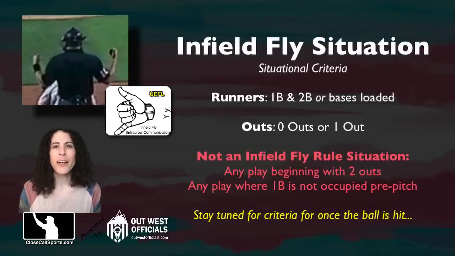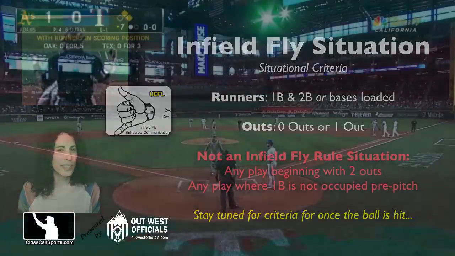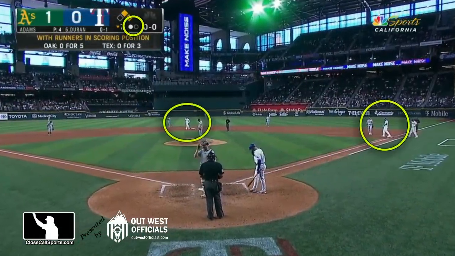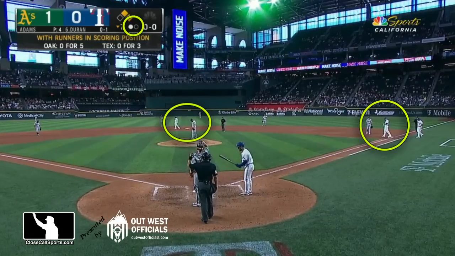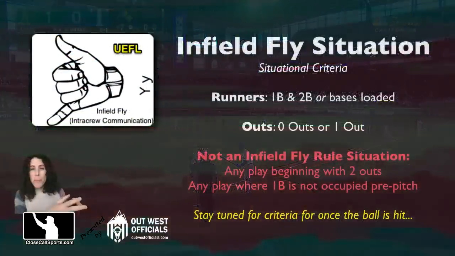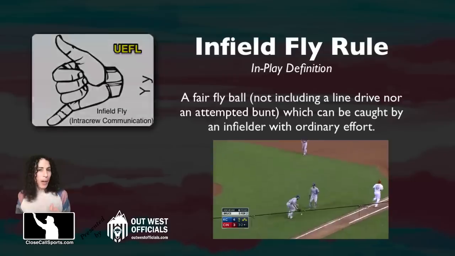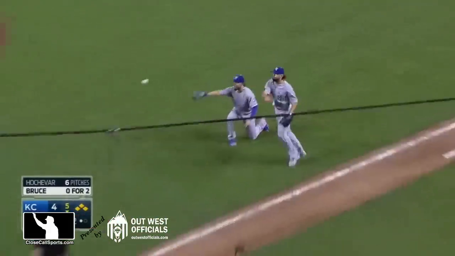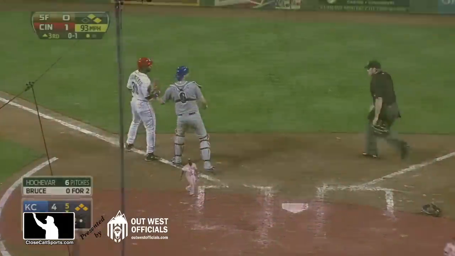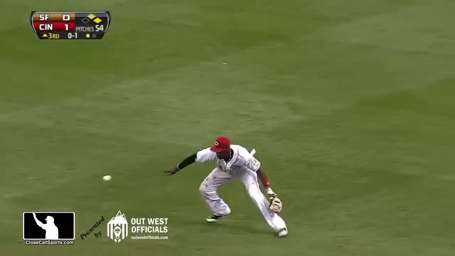Remember the criteria? First and second or the bases loaded with less than two out. First and second, one out here. Okay, so we established that we have infield fly rule criteria pre-pitch, but now what happens once the pitch is thrown? What do we need? An infield fly is a fly ball that is not a line drive nor a bunt. It's a live ball, but the batter is declared out for the infield fly. Runners may advance on their own.